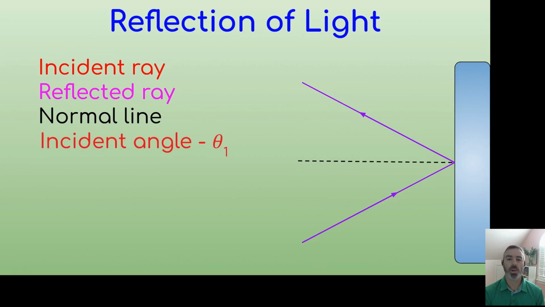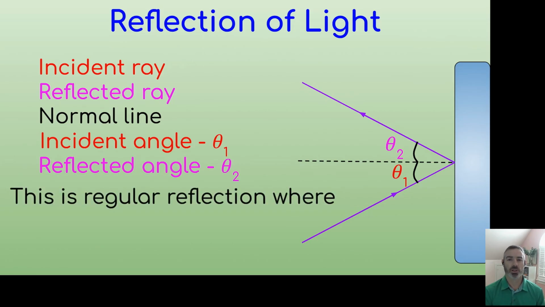Now the angle between the normal and the incident ray is called the incident angle, and we're going to denote that with a θ1. And the angle between the reflected ray and the normal is called θ2. Now this is known as regular reflection or specular reflection, where θ1 is going to equal θ2. So those two angles from the normal line are going to be equal.